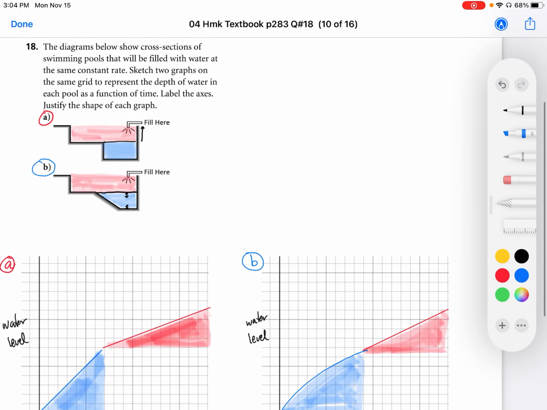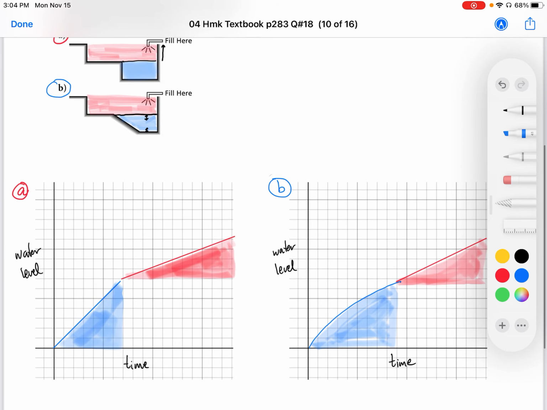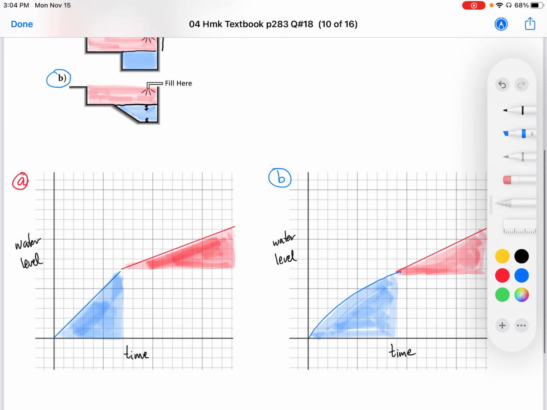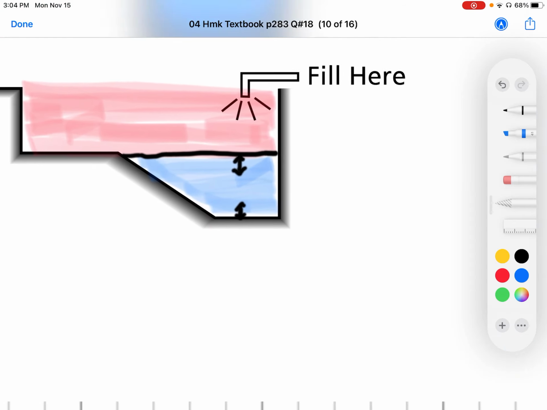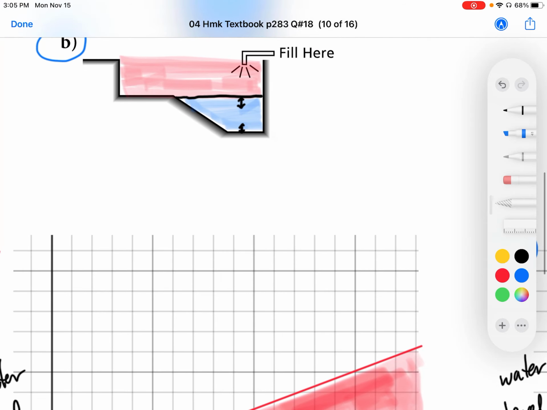For B, the same thing's going to happen. Our dependent variable is going to be our water level, and the independent variable is going to be time. When I graph it, it's going to look like this. For the blue part, the speed at which the water level rises at the very beginning is going to be different than the speed at which the water level rises here. It's going to be faster at the beginning and slower at the end. Because of that, the slope is going to change the whole time.